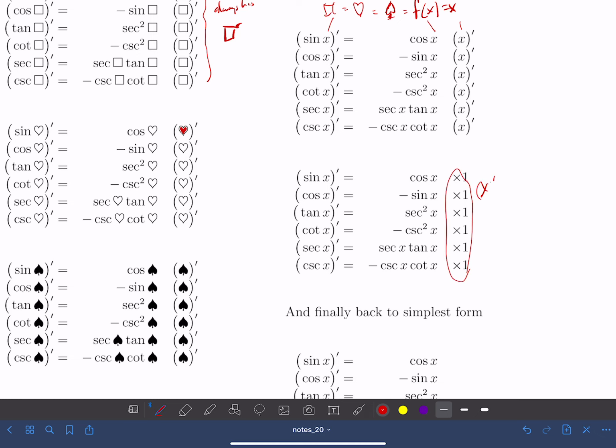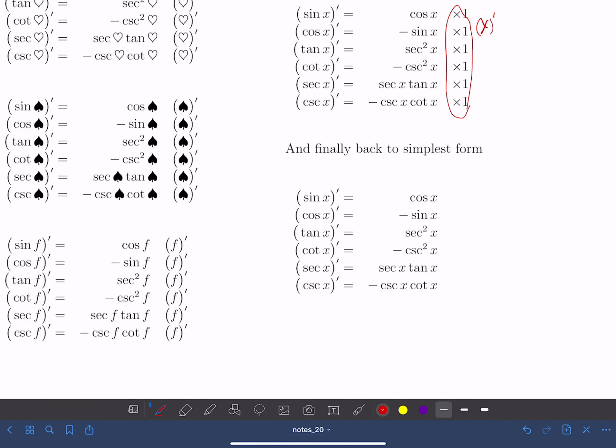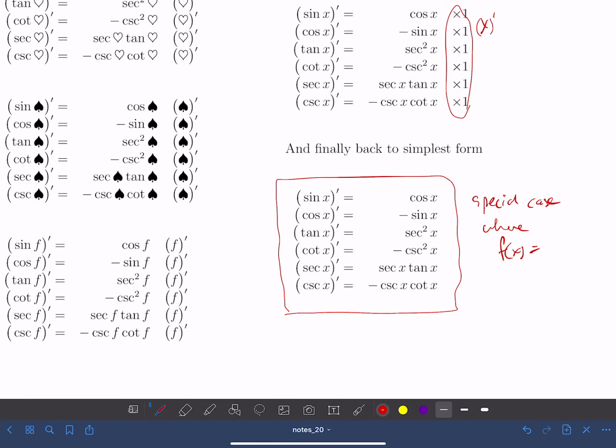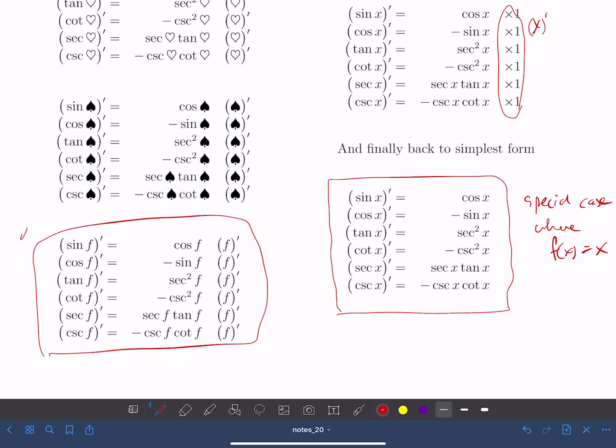is just x prime, and multiplying by 1 doesn't do anything. It's the multiplicative identity. And so we recover the simple formulas that we give you up front. These are actually a special case where f of x is equal to just the identity function. So these two boxes, box A and box B, they say the same thing. It's just that the one on the left is explicit about the chain rule.